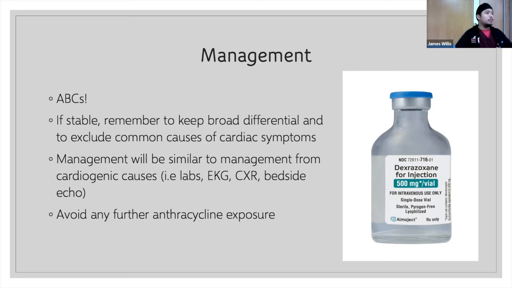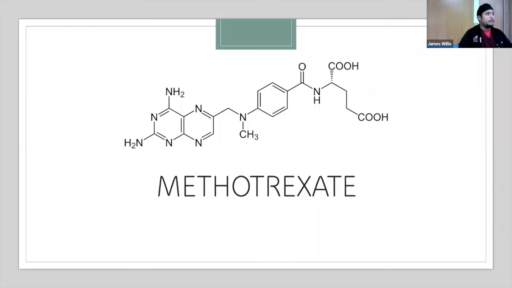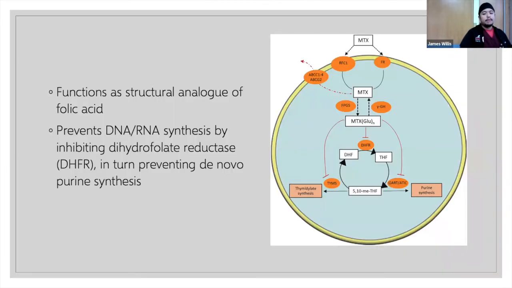It's been shown to lower a little bit of the incidence of CHF and LV dysfunction. Now, the next class of drugs that we'll talk about is methotrexate. This is definitely a very common one that we see, not just in oncological cases, right? Methotrexate is used for a wide variety of malignancies, rheumatological conditions, as well as an immunosuppressant in many transplant patients, right?